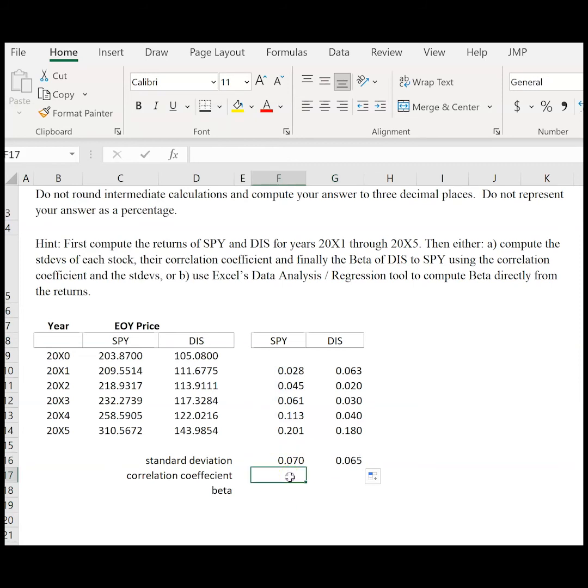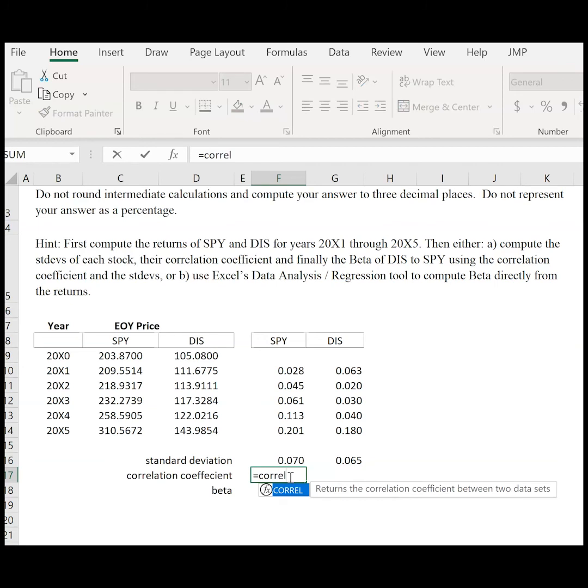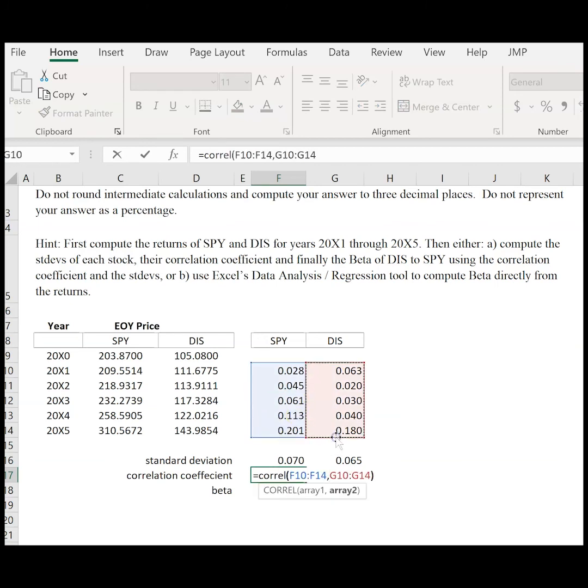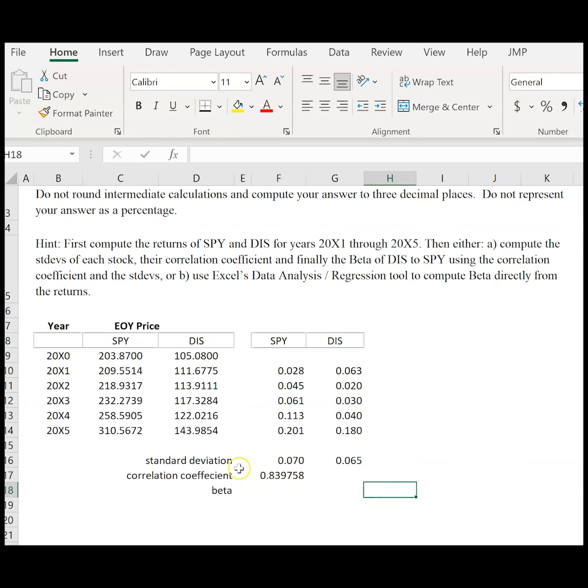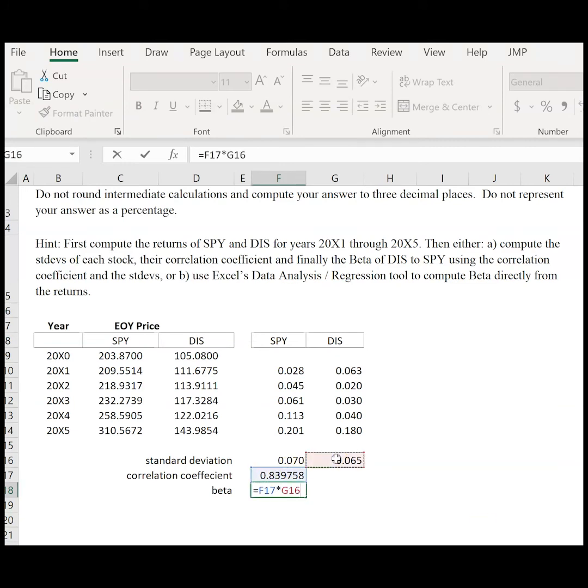All right, and to find that correlation coefficient, or to find rho, the Excel function is just CORREL. And because I typed it in the way I did, this is the correlation coefficient of the total market to the stock. We go ahead and take rho times the standard deviation of Disney divided by the standard deviation of the total market. All right, and that's our beta for Disney to the total market.